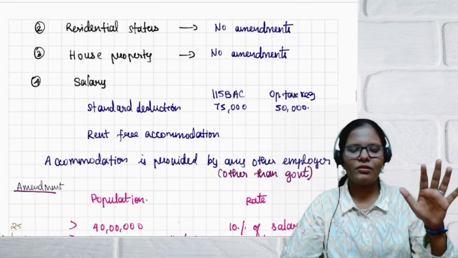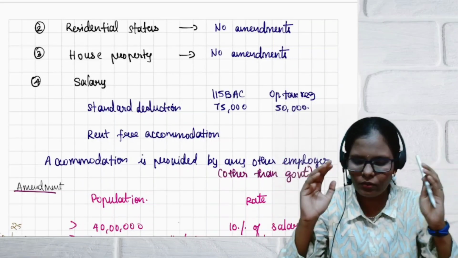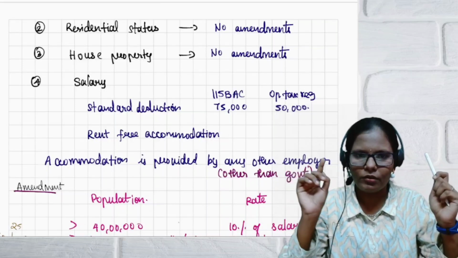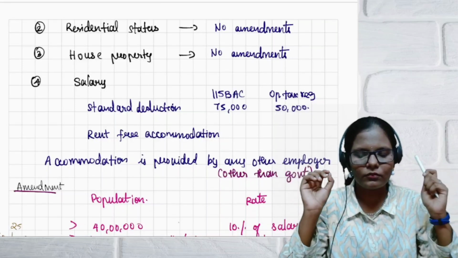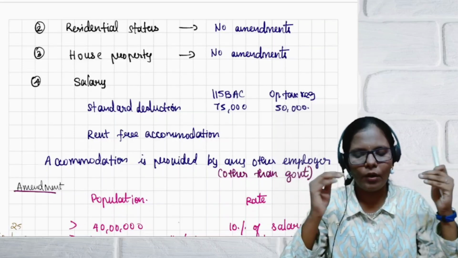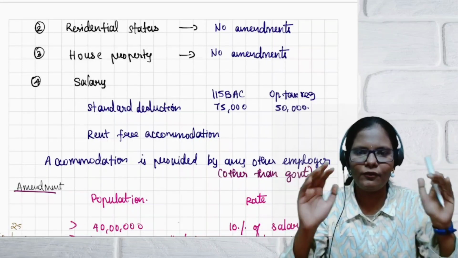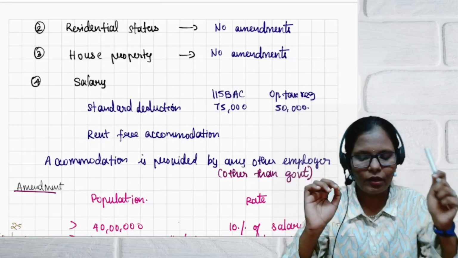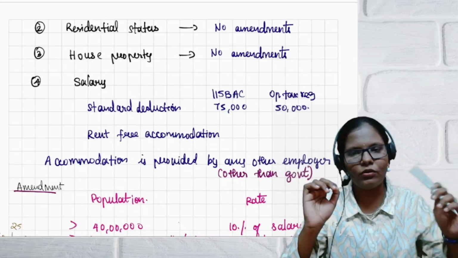So next, in the second chapter, residential status, there are no amendments. Third chapter, house property, no amendments. Fourth chapter, salary. This amendment we already saw in the first chapter, basic concept. Previously, for both the optional tax regime and 115BAC, the standard deduction was 50,000, the same. But now for 115BAC alone, the standard deduction has been increased from 50,000 to 75,000.